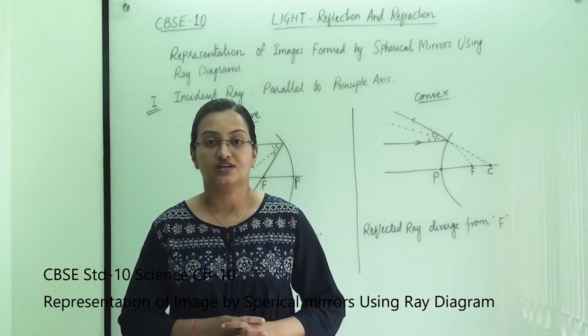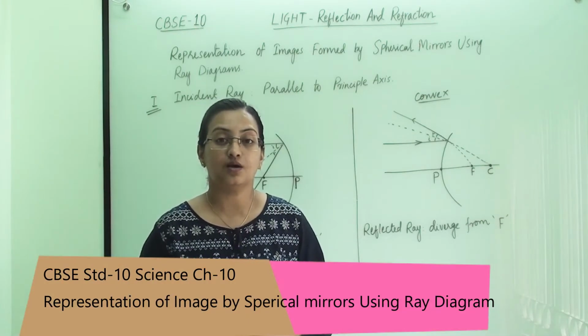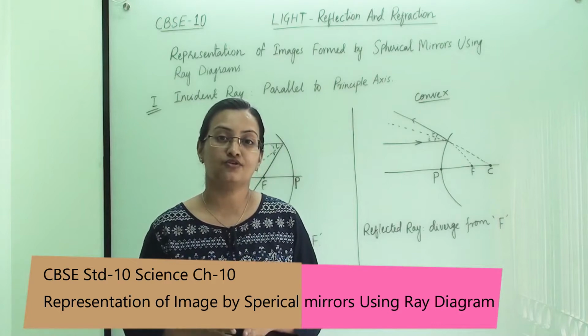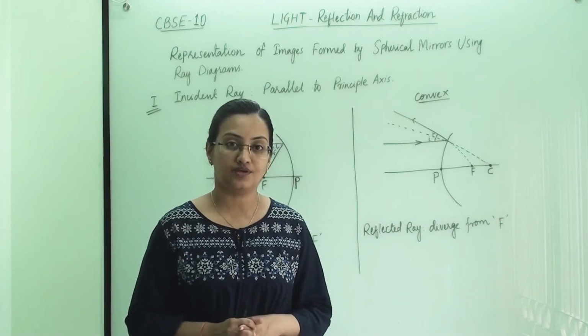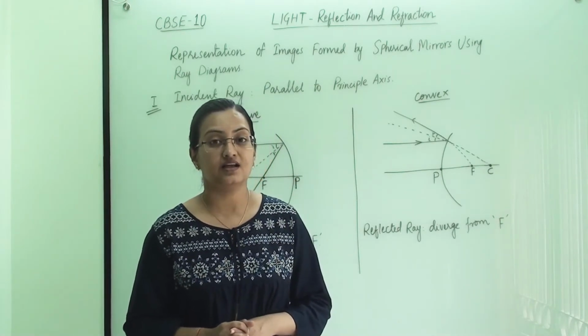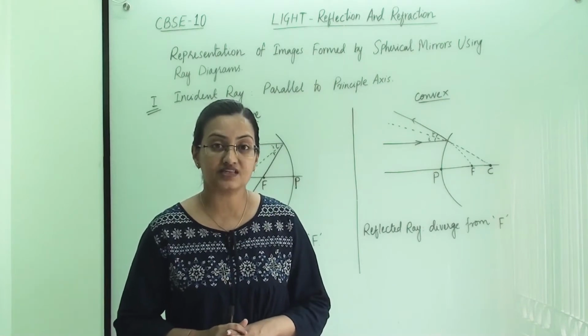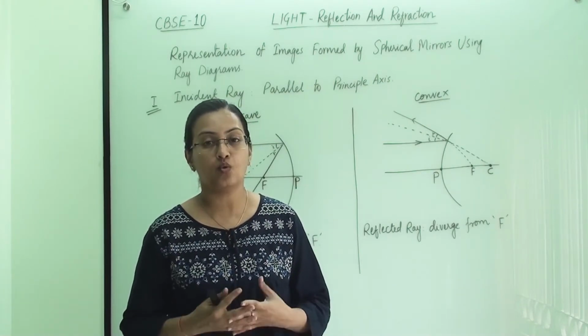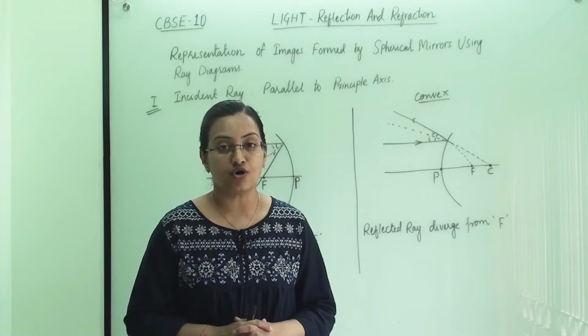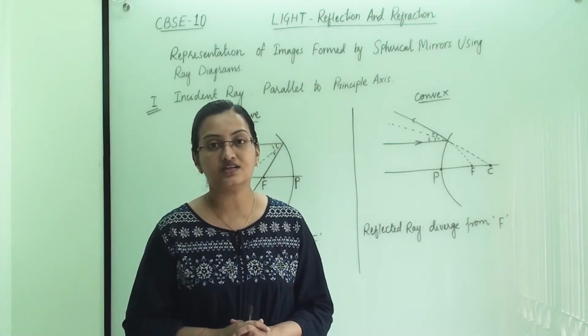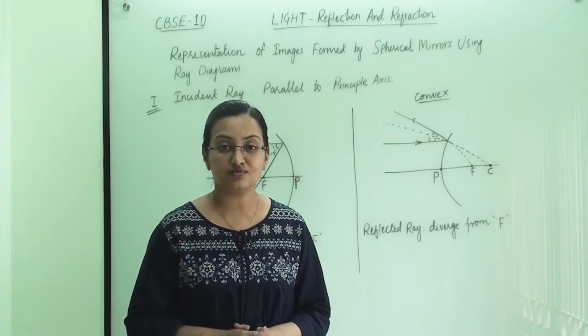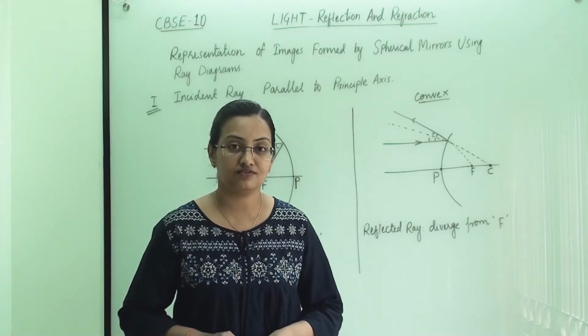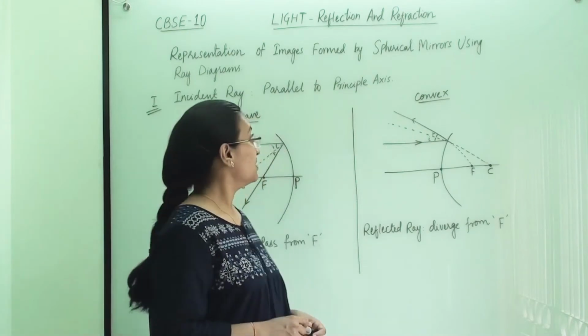Welcome to Learn Yourself. Today we are going to understand the ray diagram in the case of convex mirror and concave mirror. We will see that if different incident rays are falling on the mirror, then what will be the direction of the reflected rays. This topic is under the CBSE Standard 10 syllabus from the chapter Light, Reflection and Refraction.